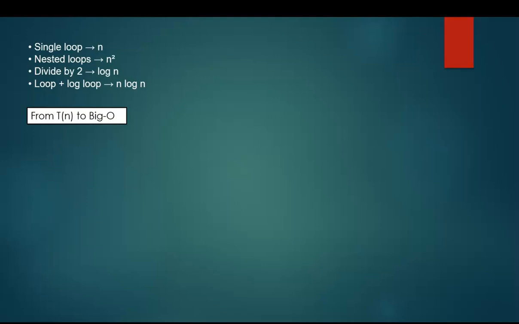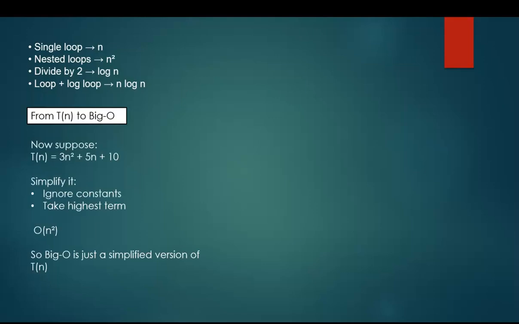Right. So now from T of n, let's move to big O. Suppose you have assumed that T of n is equal to 3n squared plus 5n plus 10. We need to simplify it. According to big O rules, I should ignore constants and lower order terms and consider only the highest term. So this becomes order of n squared, big O of n squared. So big O is just a simplified version of T of n. Actually, you can consider big O as a set.